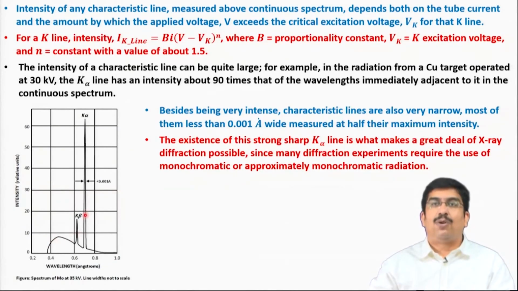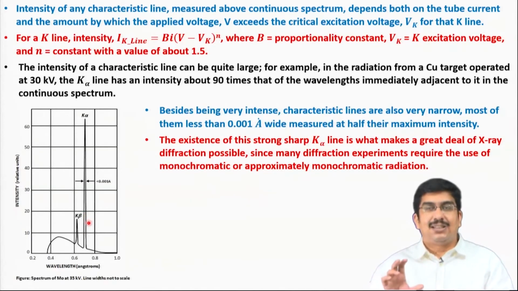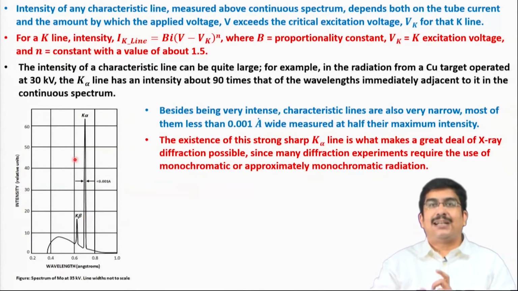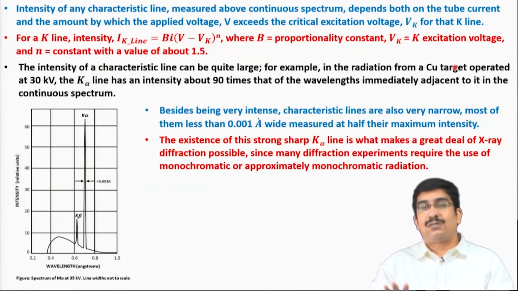So, if we suitably choose this acceleration voltage, we can produce a characteristic K alpha line which is way more intense than the maximum of the white radiation. As an example, if we use a copper target instead of molybdenum and the acceleration voltage is around 30 kV, then the K characteristic line can be 90 times stronger than the wavelength immediately adjacent to it in the continuous spectrum.